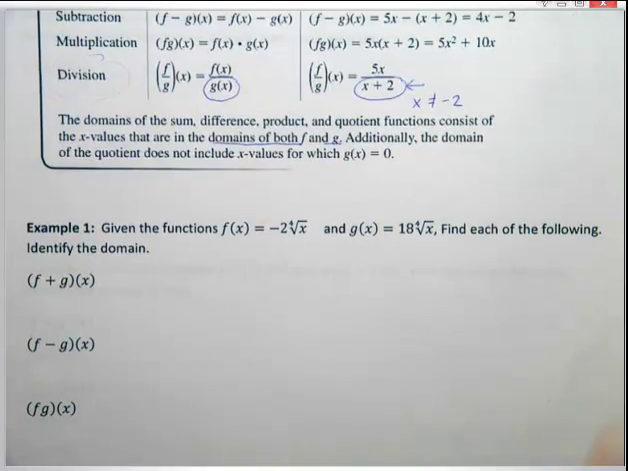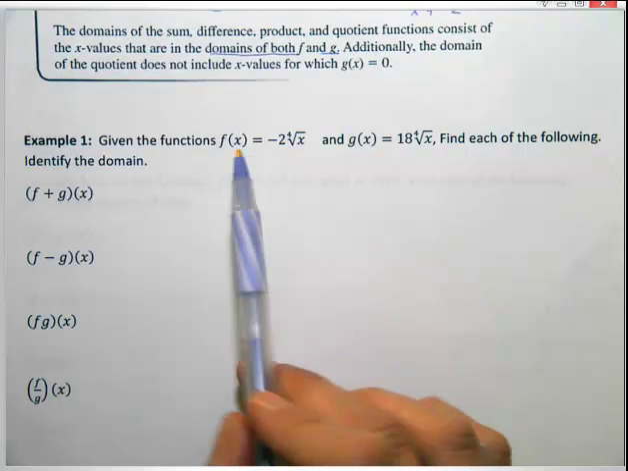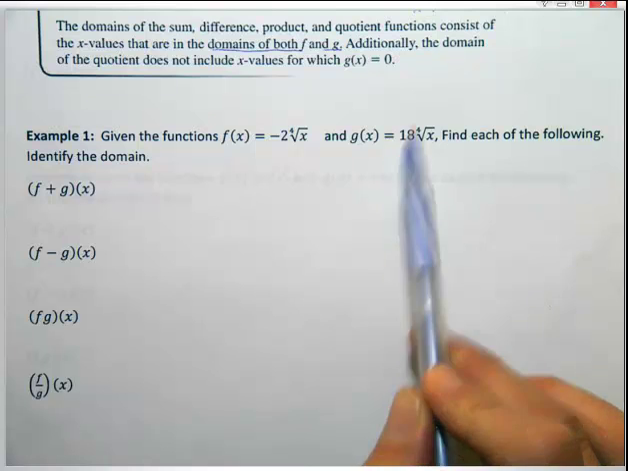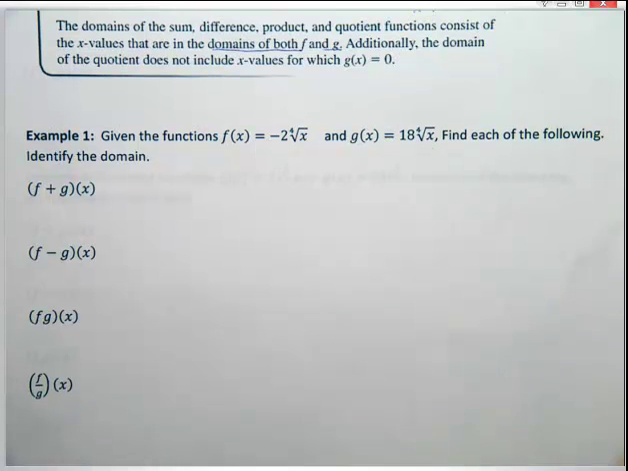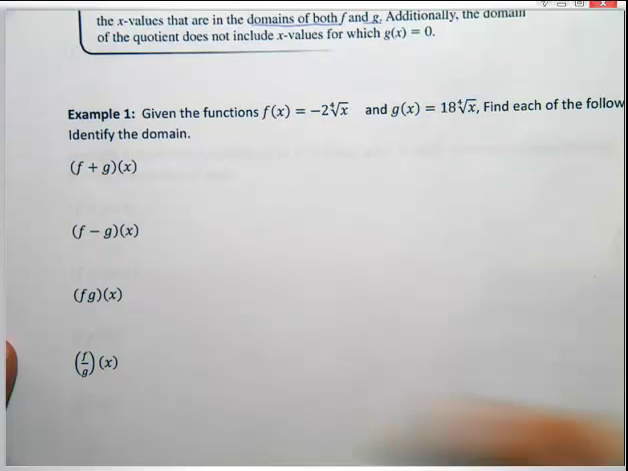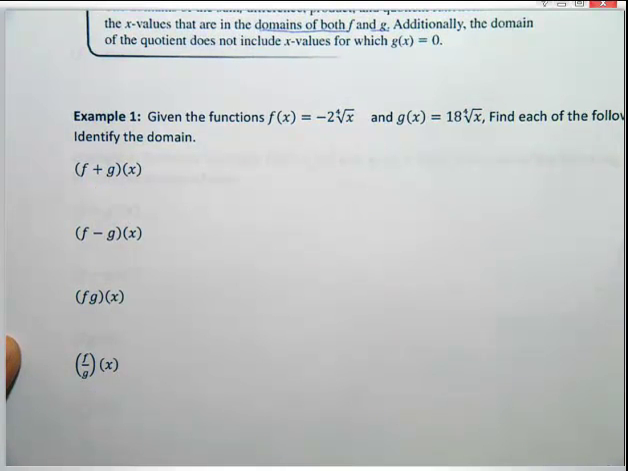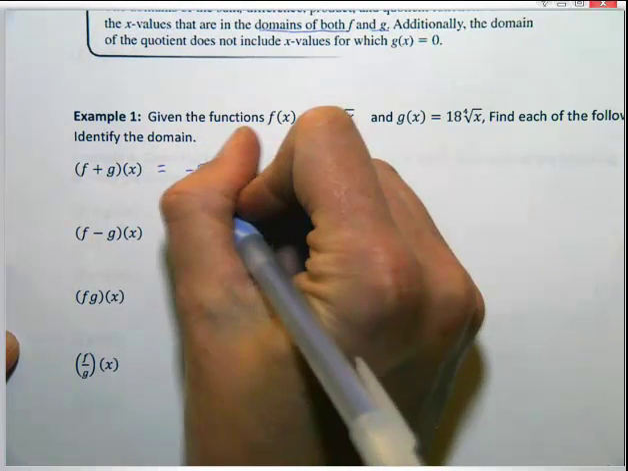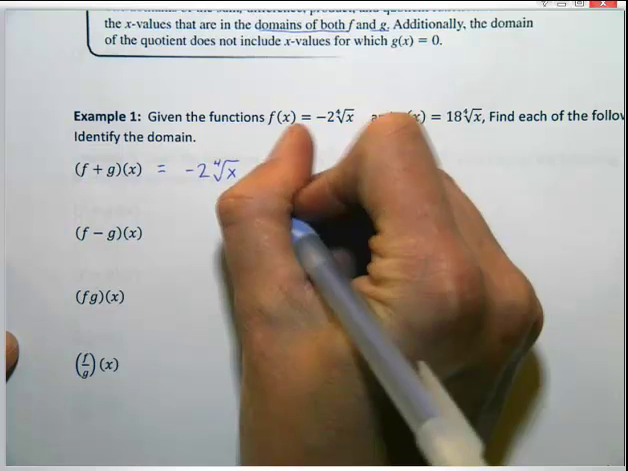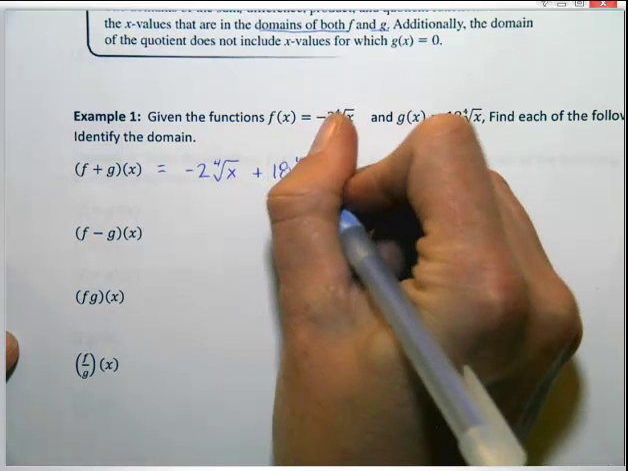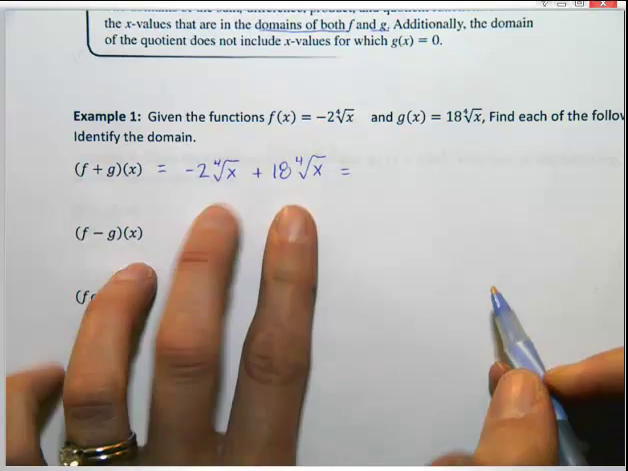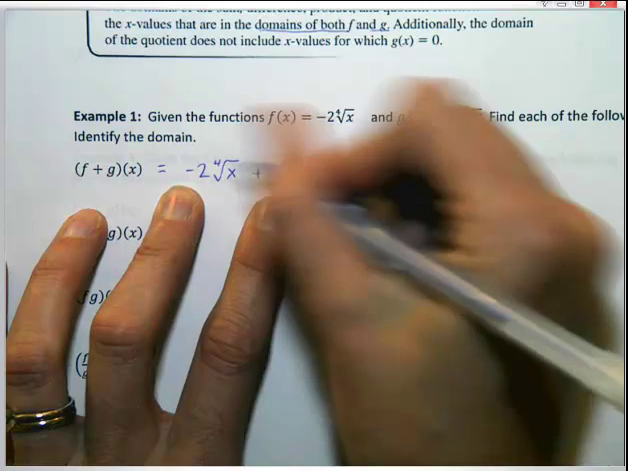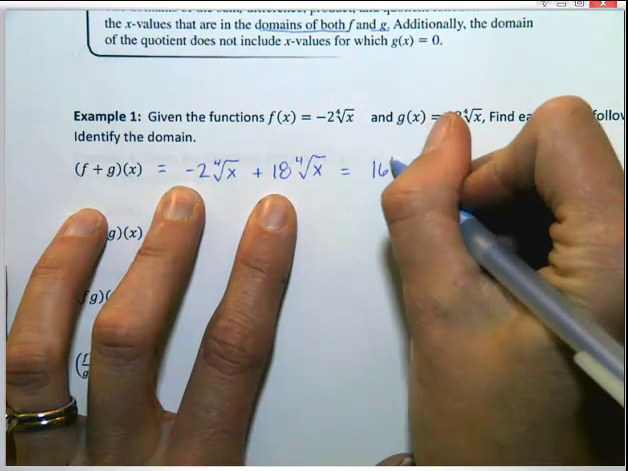Okay, so for the first example, we're given two functions. f of x is negative 2 times the 4th root of x, and g of x equals 18 times the 4th root of x. We want to find each of the following and identify their domain. So first of all, we're going to find f plus g of x. So we're adding function f, negative 2 times the 4th root of x, with function g, 18 times the 4th root of x. And we know from things we've learned previously, if we have like radicals, we're allowed to add them together. So negative 2 and 18 is 16, 16 times the 4th root of x.